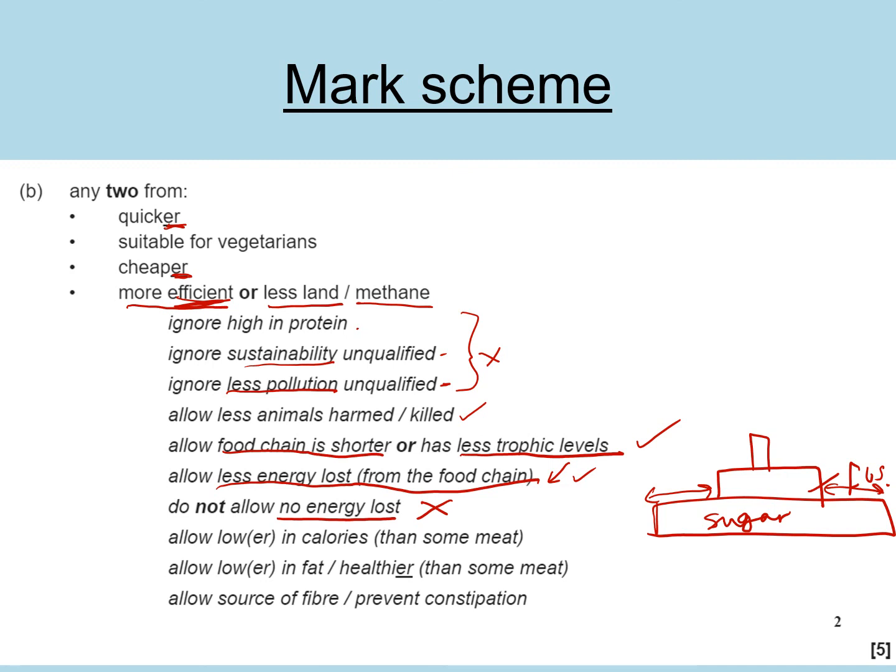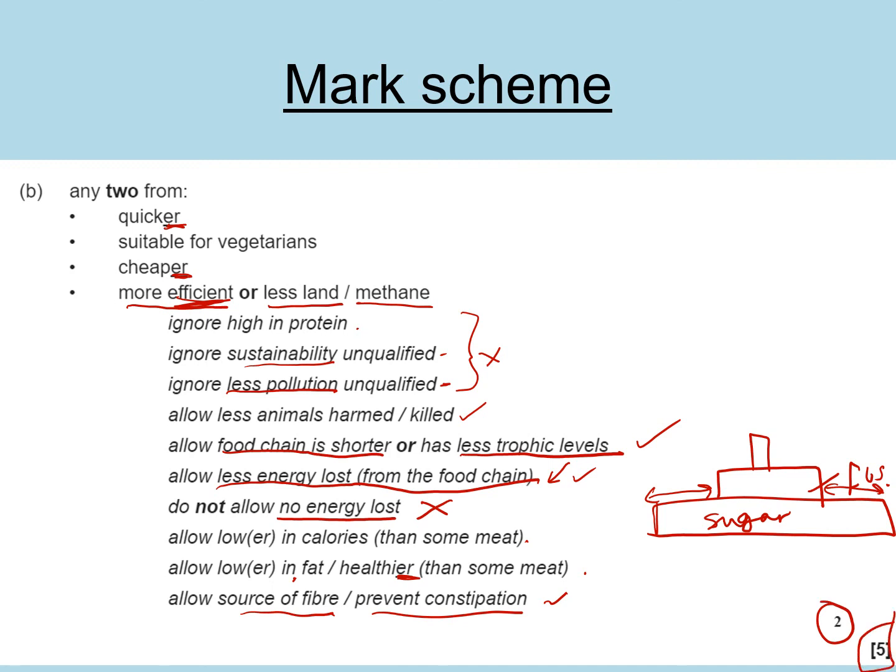If you put anything about it being lower in calories than meat, lower in fat than meat, or healthier than meat, you would be allowed that mark. And if you added anything about it being a good source of fibre or it prevents constipation, whereas obviously eating only animal meat would make you constipated, they would allow a mark for that as well, for a maximum of 2. So what did you get out of 5 for that?